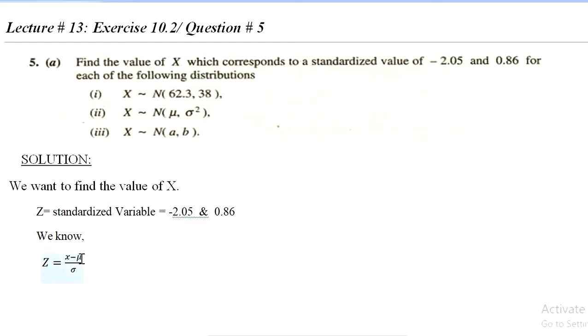Now we must have mu and sigma to calculate x, and it is clearly mentioned in the statement that x approaches to a normal distribution with mean this and sigma square this. As x approaches to a normal distribution with mean 62.3 and sigma square 38.